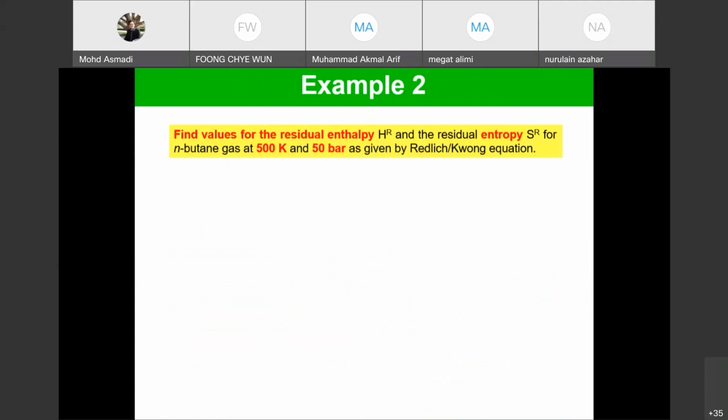Okay. Find the value of residual enthalpy HR and the residual entropy SR.